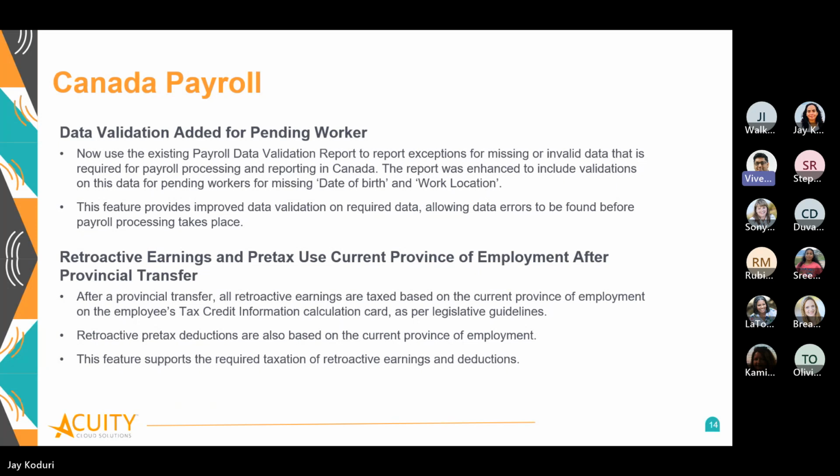The second update which we see is that retroactive earnings and pre-tax deductions use the current province of employment after a provincial transfer. So whenever an employee is transferred provincially, all his retroactive earnings and pre-tax deductions will be taxed based on the current province of employment. That will be done on the employee's tax credit information calculation card as per the legislative guideline. This supports the taxation of retroactive earnings and deductions.